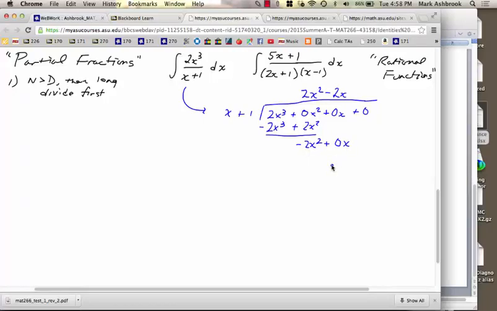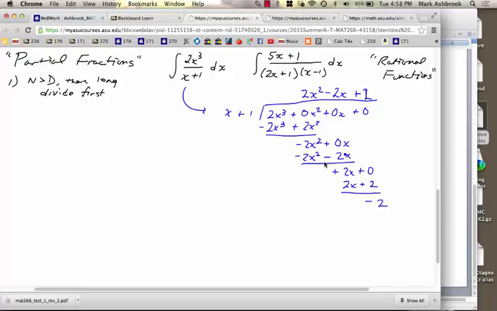Remember long division? So minus 2x times x, minus 2x squared, minus 2x. Subtract and we get plus 2x, bring down the 0. And so x goes into 2x how many times? Plus 1, right? And we get 2. So we get 2x plus 2, and when we subtract, we get minus 2.